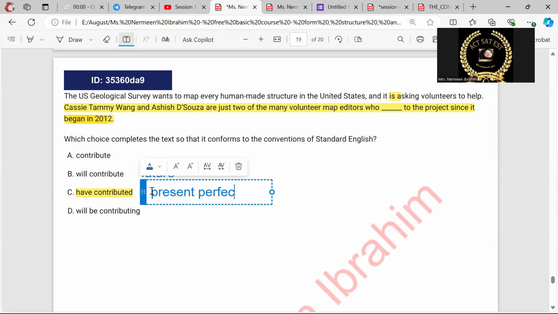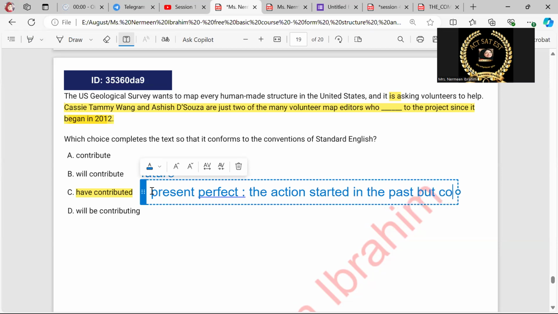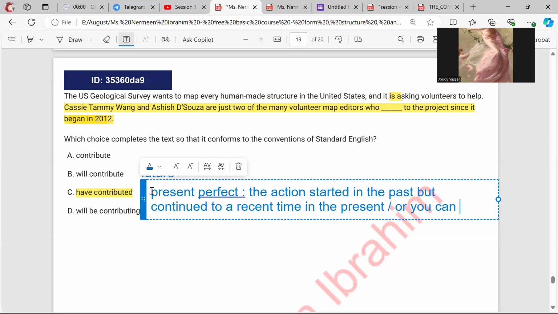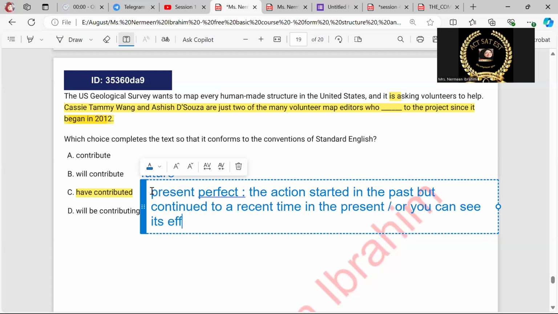Present perfect, guys, as I told you before, the action started in the past, but continued to a recent time in the present, or you can see its effect in the present time. Is it clear? Yes. Or you can see its effect in the present time.